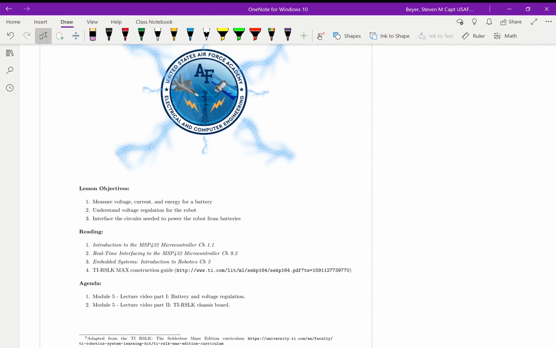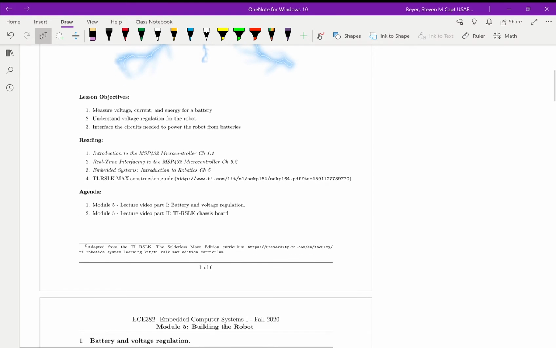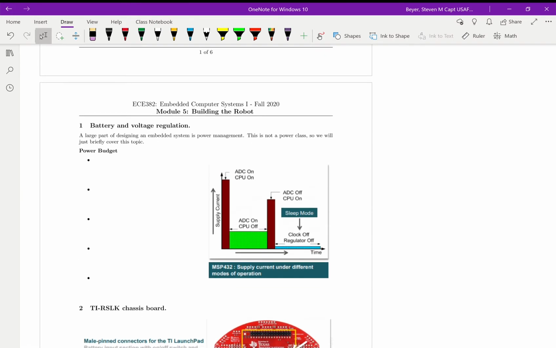But in this video, I'd like to talk about some of the different things that are on that chassis board and helping us to provide our power and signals for the embedded system of the TI-RSLK Max. So first off, looking at battery and voltage regulation. In an embedded system, power management is really important. You have to make sure that you can power all the different systems that are part of your overall embedded system. So in our TI-RSLK Max robot, that includes the motors, the distance sensors on the front, the LCD, the different sensors on the bottom, the line sensor, and that also includes the MSP432 itself.